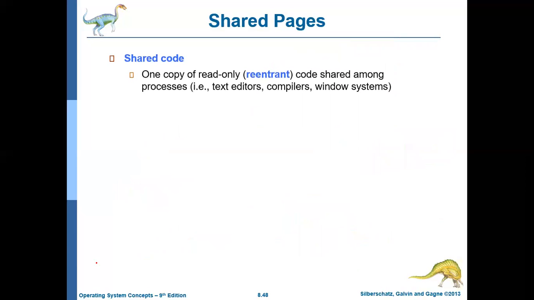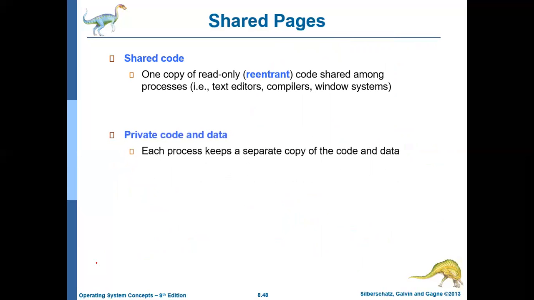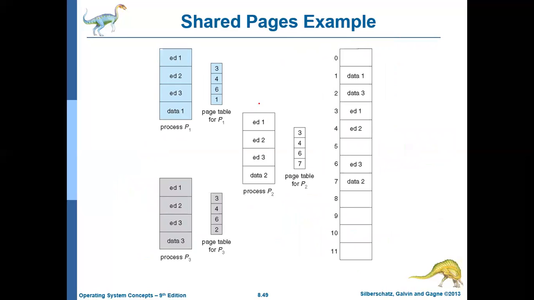Let us discuss that with an example. Shared code means one copy of read-only or re-entrant code can be shared among multiple processes. If you are not using shared code, then every process should have its own private code and data, which will occupy a lot of memory. So this is the example we just discussed. Let us assume that the text editor occupies these particular frames.